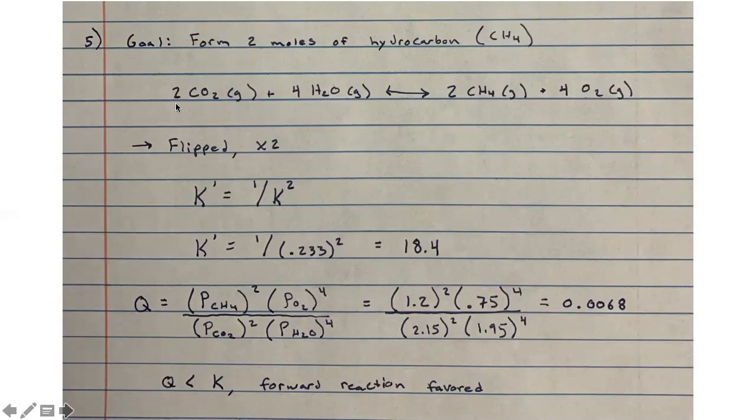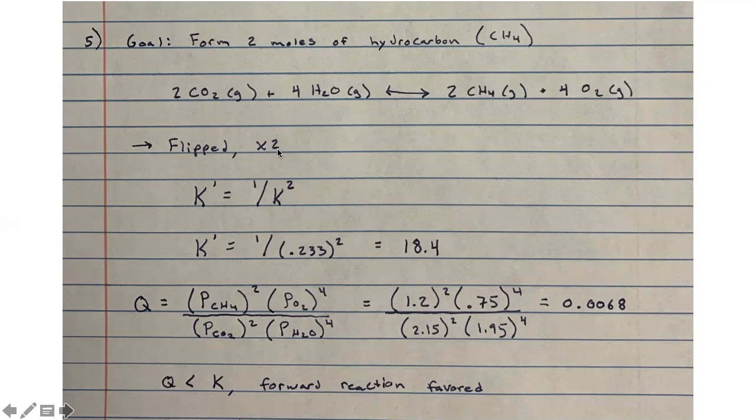Okay, and so I'm going to rewrite my equation, and I'm going to multiply the entire thing by 2 so that I form 2 moles of my hydrocarbon. And so how did I manipulate this equation from our original equation? Well, not only did I flip it, my original reactants are now products, and my original products are now reactants. Not only did I do that, but I also multiplied the whole thing by 2.